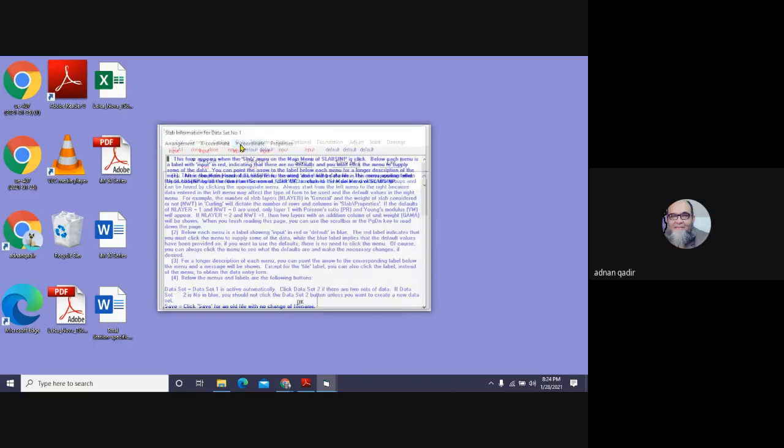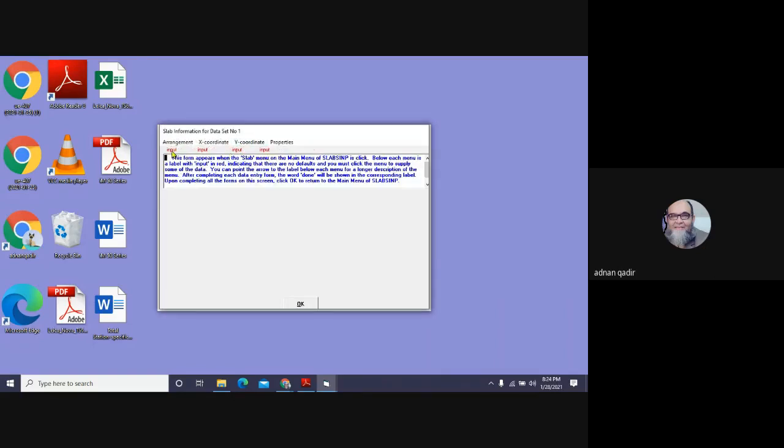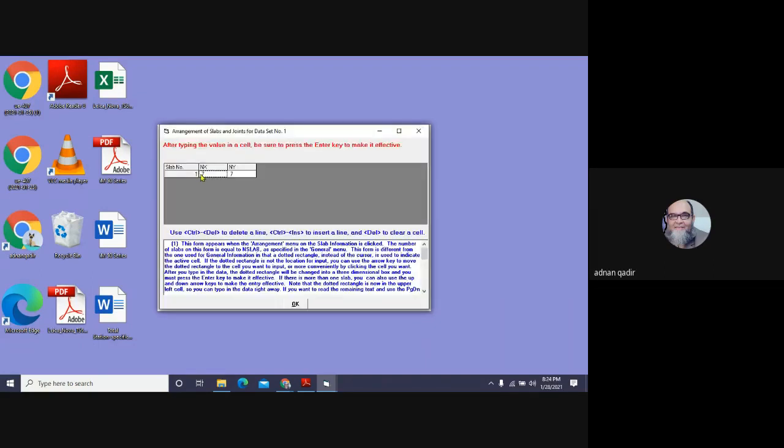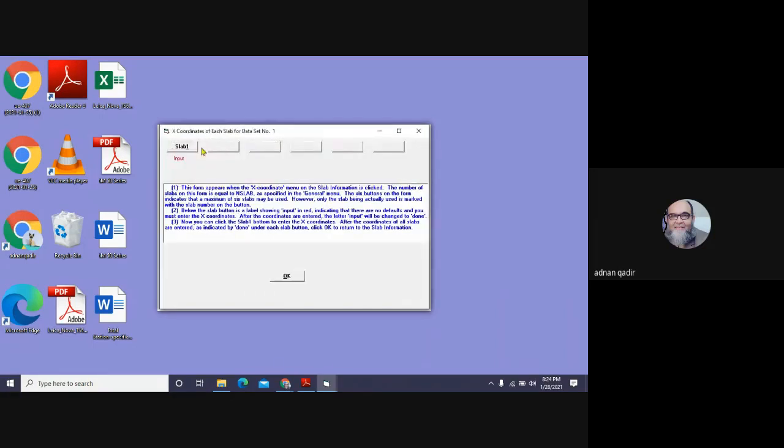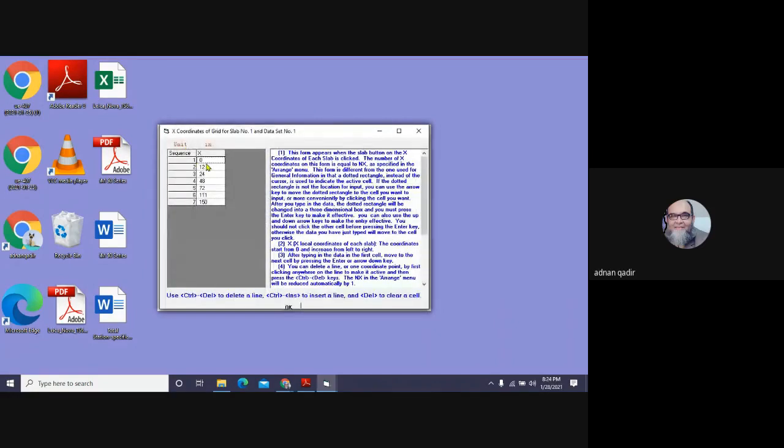Then for this slab, there are 4 outputs that we have to know. First we know the arrangement. We say there are 7 nodes in the x direction and 7 nodes in the y direction. It's okay. X coordinate, this is slab 1. We take the first point at 0, then 12, 24, 48, 72, 111, 150. The maximum length is 150, so this will be 150.